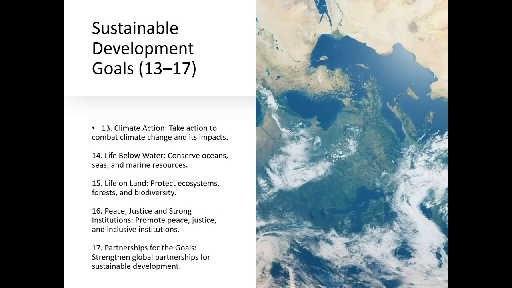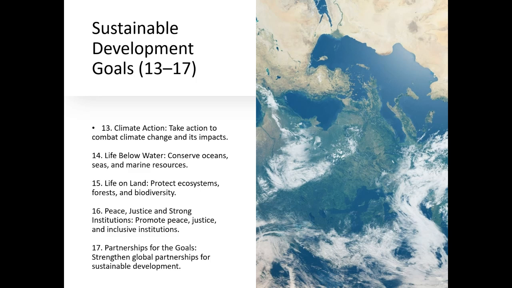And then the last 3 focus on number 13, climate action. And that is a very, very, very hot topic at the moment. Take action and to combat climate change and its impacts. So this SDG in terms of climate action really connects with all of the SDGs.